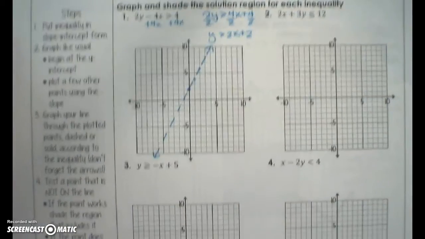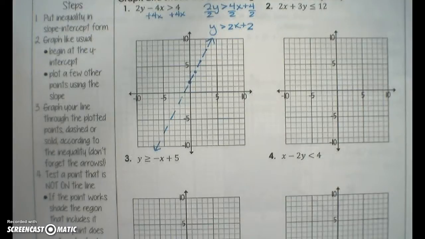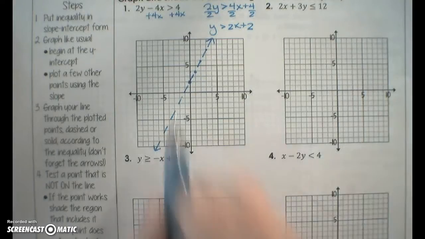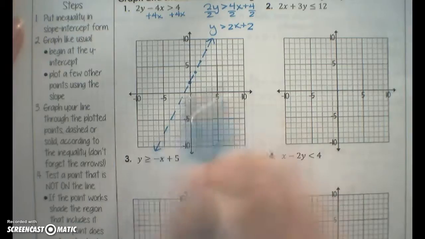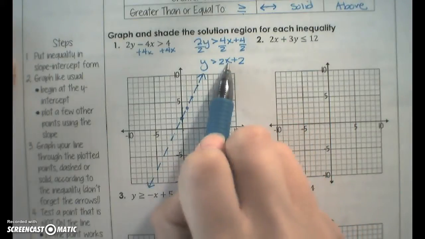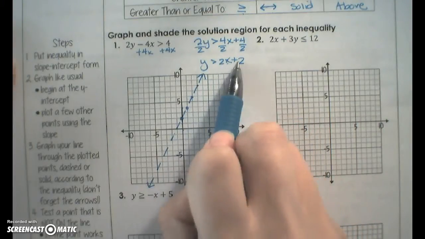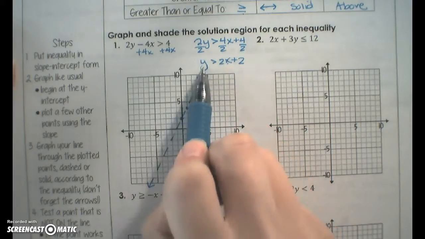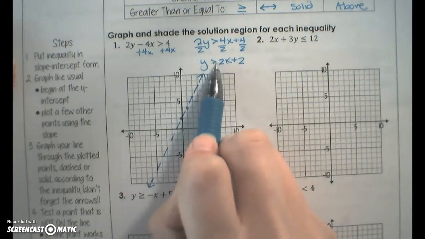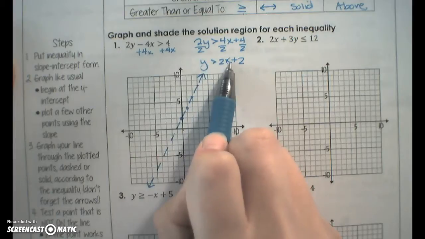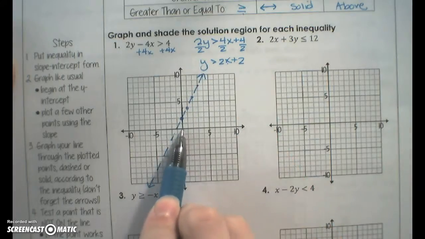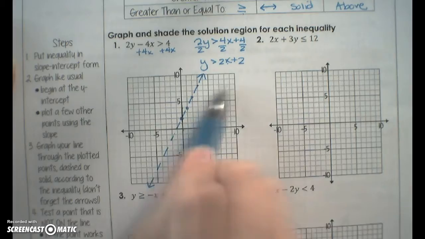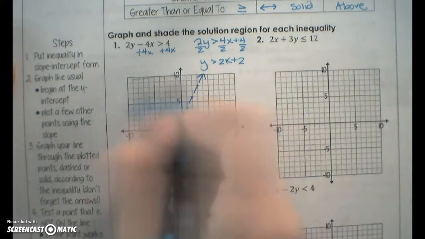Now we're going to test a point not on the line. Let's try 0, 0. That's a pretty easy one. If we plug in 0 here, that's going to give us 0 plus 2, or 2, and 0 over here. Is 0 greater than 2? Well, no. So that means we don't want to shade the region on this side. We're going to be shading this side.